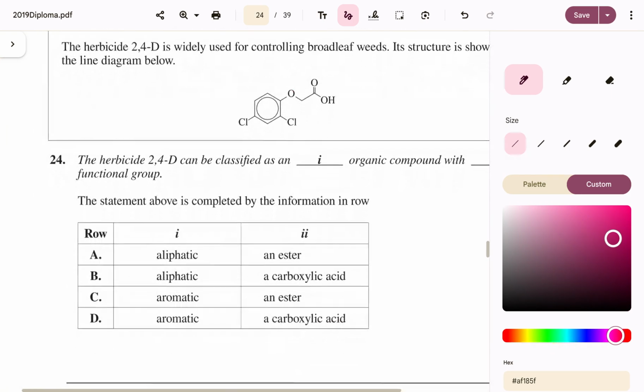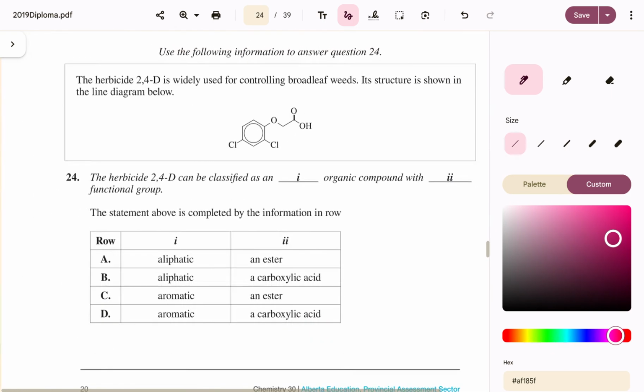Looking at this next one, we have some information about the molecule, and then you want to classify it. Because of the benzene ring, it's going to be aromatic. If you don't have a benzene ring, you just choose aliphatic. And then based on your functional group, just looking at what we have, this one here is a carboxylic acid. So that would be D.